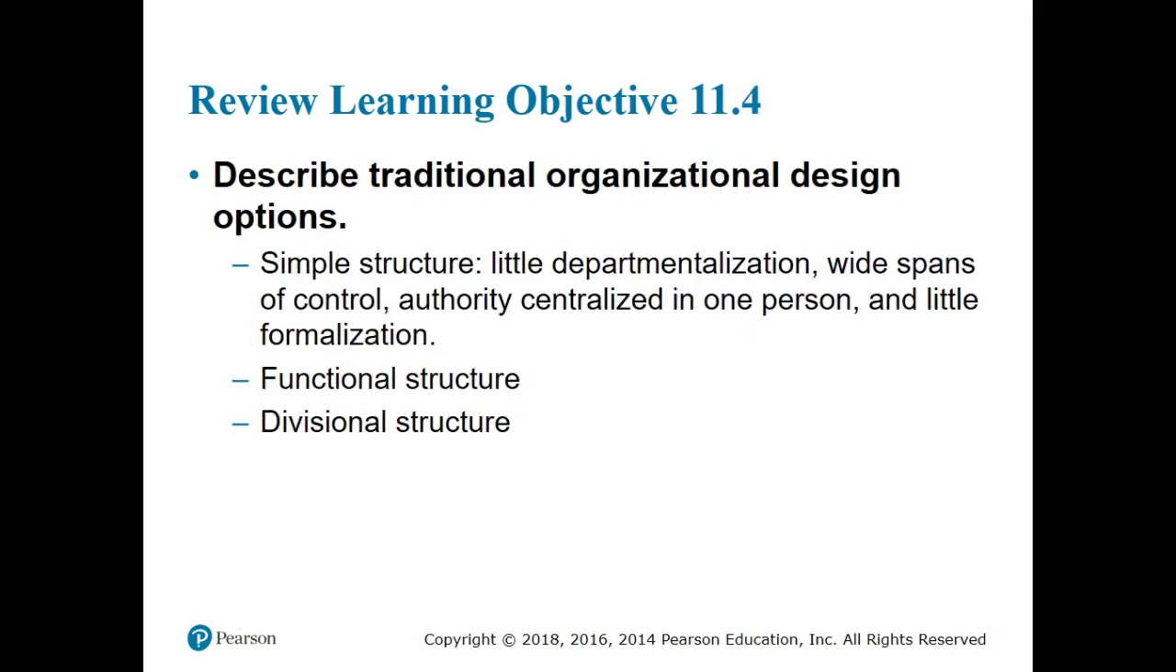Now, in review of our fourth learning objective, a simple structure is one with little departmentalization, wide spans of control, authority centralized in a single person, and little formalization. And a functional structure groups similar or related occupational specialties together. And a divisional structure is made up of separate business units or divisions.